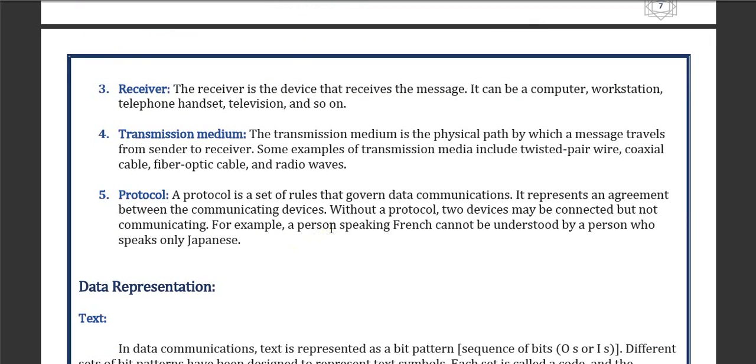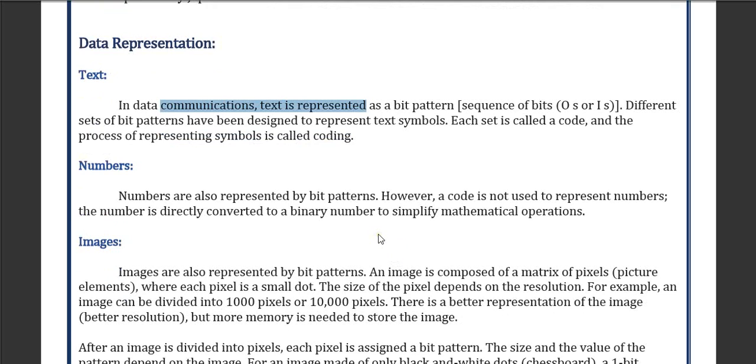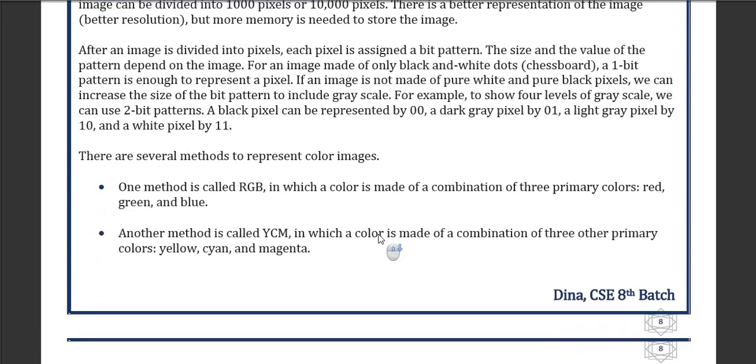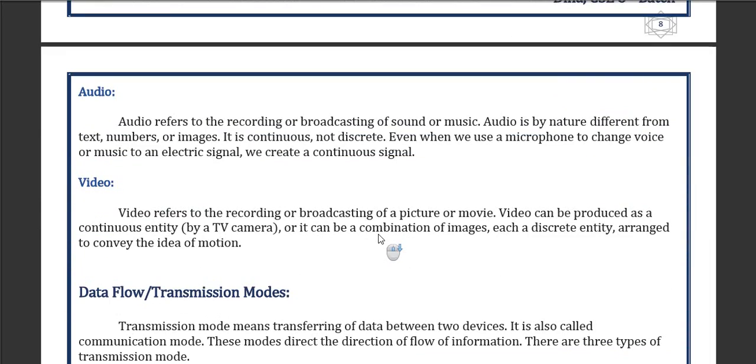Here the protocols can be UDP, SMTP, and anything else. Data representation. Data can be represented as simple plain text, as we are seeing, the numbers 0 to 9. It can be an image. It can also be an audio and video file.